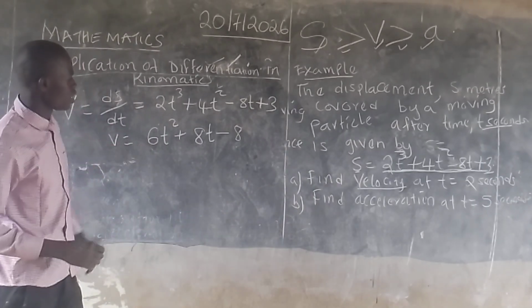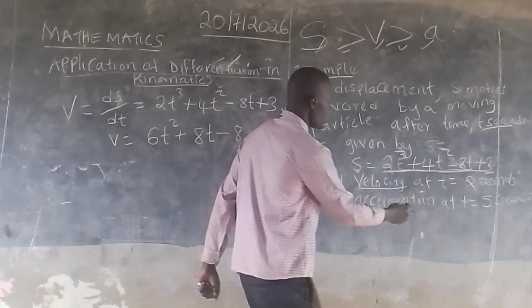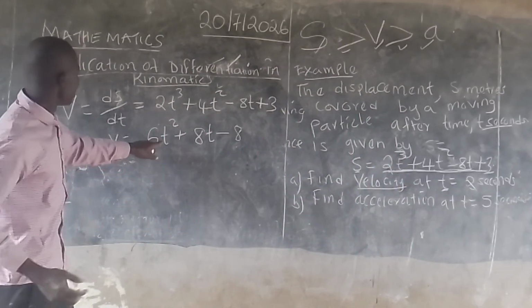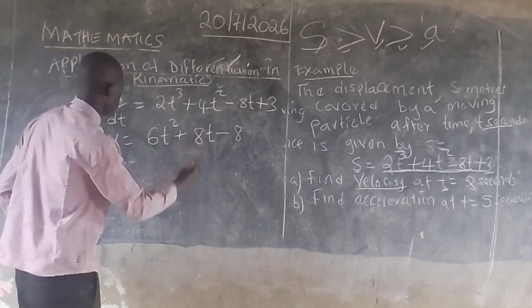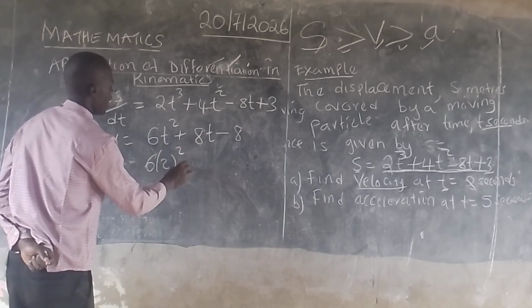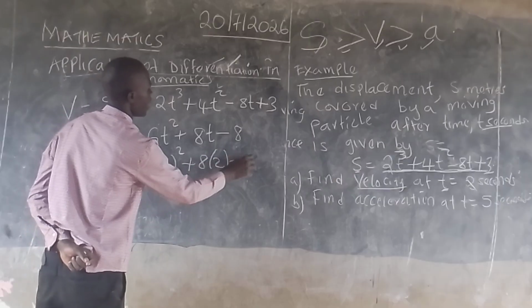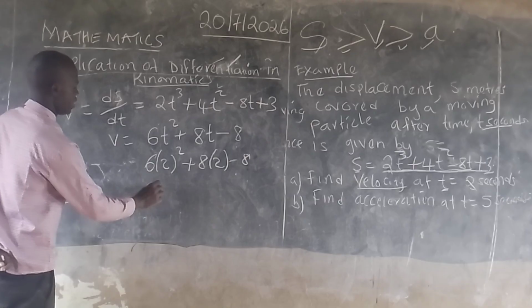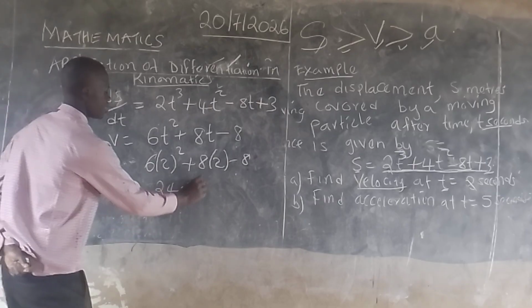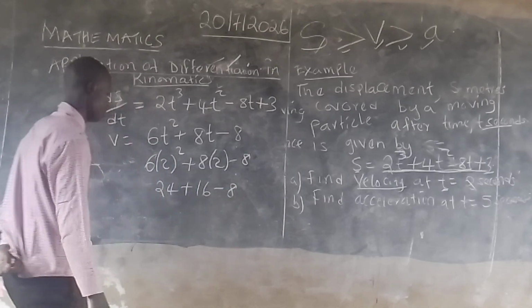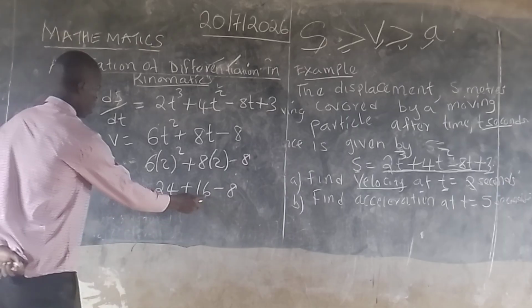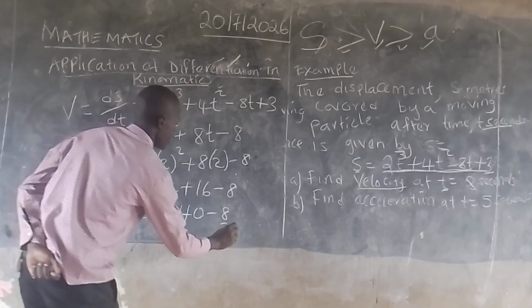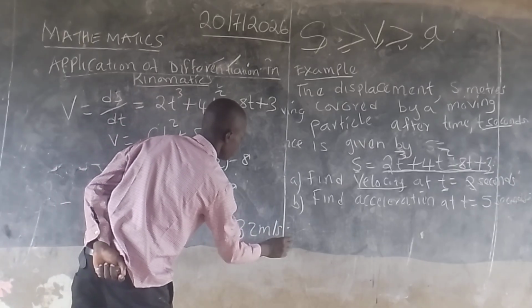So after getting the velocity equation, the question says at time equal to 2 seconds. So where we have the value of t, we replace with 2. So it is 6 times 2 squared plus 8 times 2 minus 8. So 2 squared is 4. 4 times 6 is 24, plus 16 minus 8. Now we have 40 minus 8, the answer is 32 meters per second.